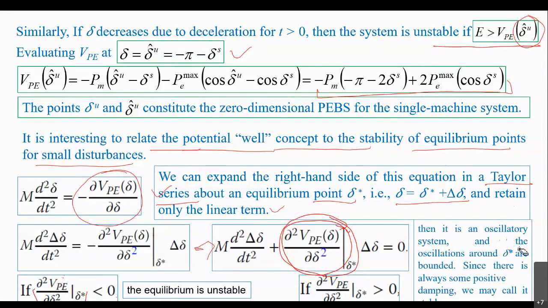So then it is an oscillatory system, because there is the damping term we have neglected here, and the oscillation is around delta star, but it is bounded. Since there is always some positive damping, we may call it stable. Because the damping is always there because of the friction, windage, and other aspects, it is always positive. So therefore, we can say your system will be bounded and stable.